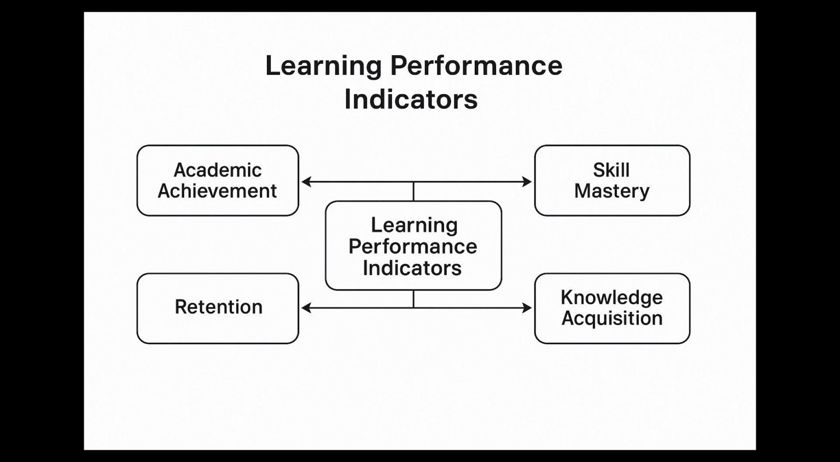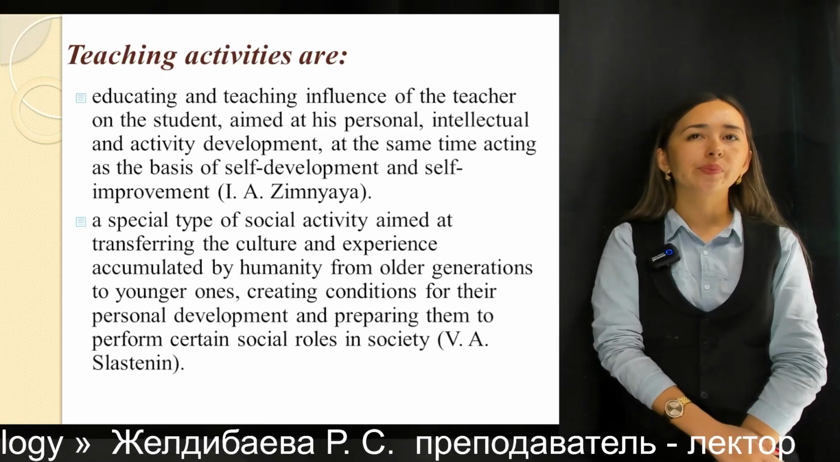The final indicator is retention. The ability to store learned information in long-term memory and recall it when needed. Retention determines the durability of learning outcomes. If students forget material quickly after exams, it indicates that their learning was superficial. Long-term retention shows that knowledge has been meaningfully assimilated and can be transferred to a new context.